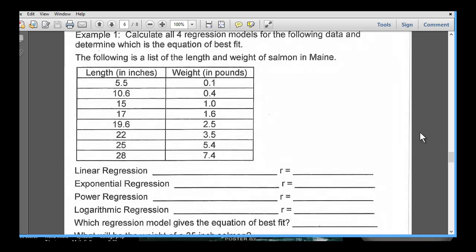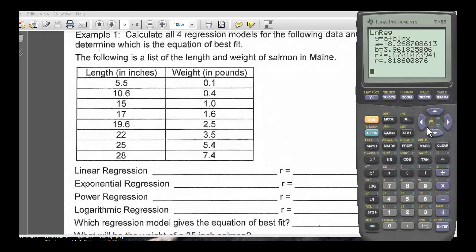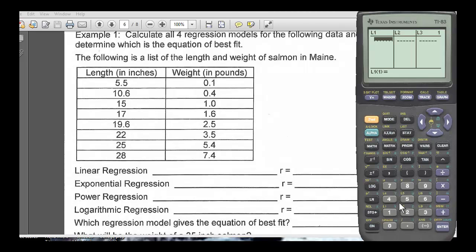In example 1, we want to calculate all 4 regression models using the information that we learned from the last lesson for the following data and determine which is the equation of best fit. So at this time, we need to input our information into the calculator. First, turn on your calculator, clear out any information that is already in there. Now press Stat, make sure Edit is highlighted, hit Enter. At this time, enter List 1 and List 2. When you are finished, be sure and verify that your list is correct.